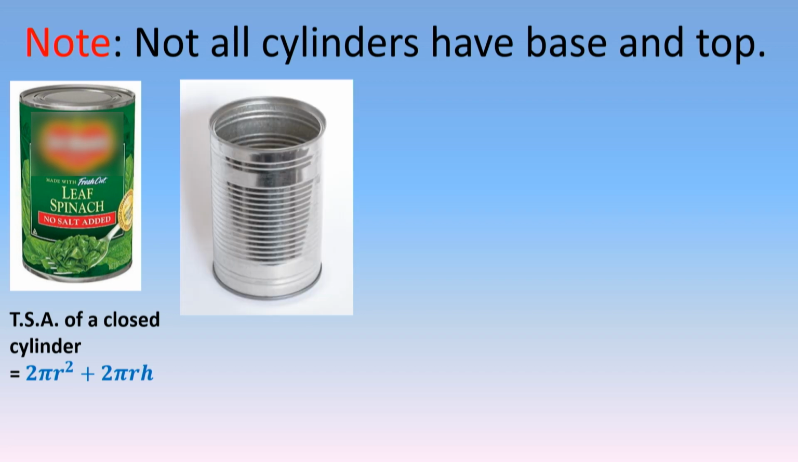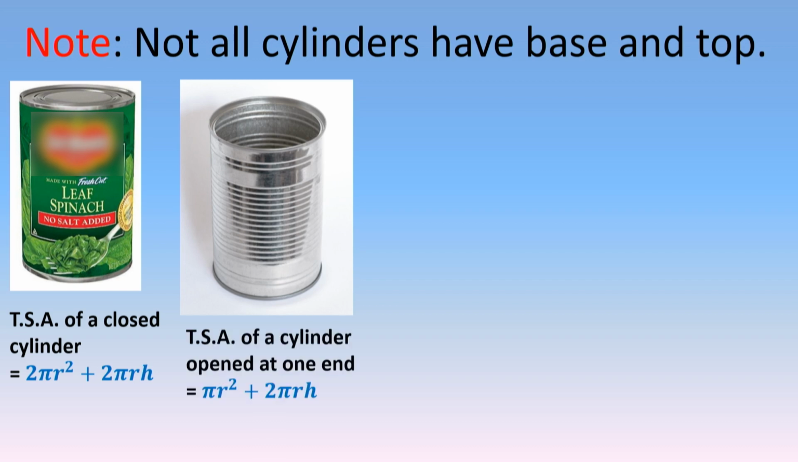The next one, this can has already been opened at one end. So the total surface area of a cylinder opened at one end will be πr² plus 2πrh. Why? Because we don't have a circle now at the top. So there will be no area of circle at the top. We only have the curved surface part and the circle at the bottom. So here, the formula for total surface area of a cylinder opened at one end will be πr² plus 2πrh.